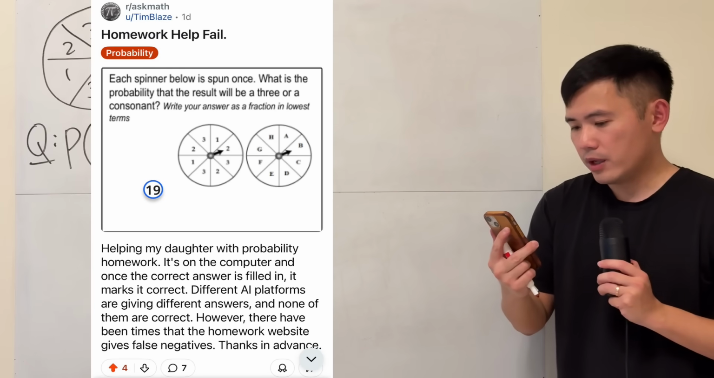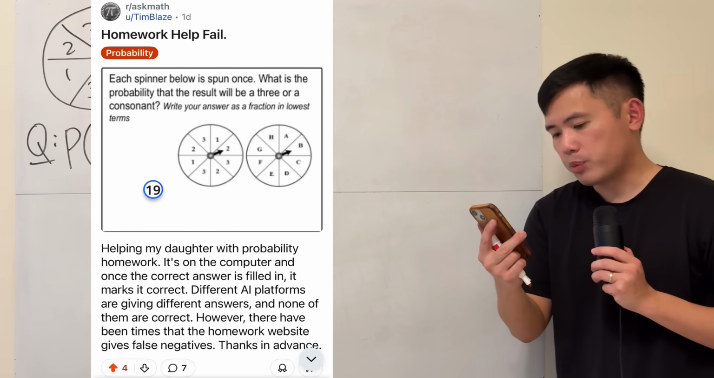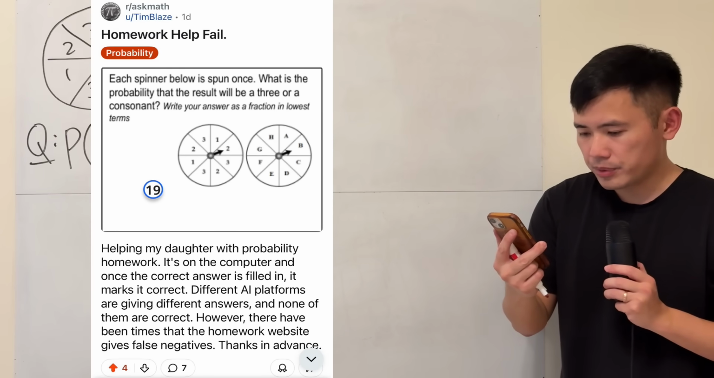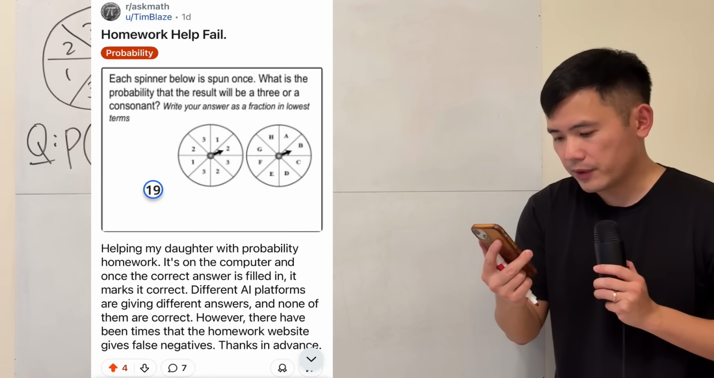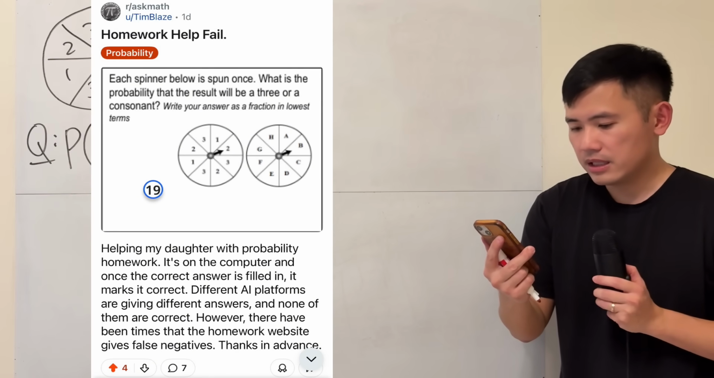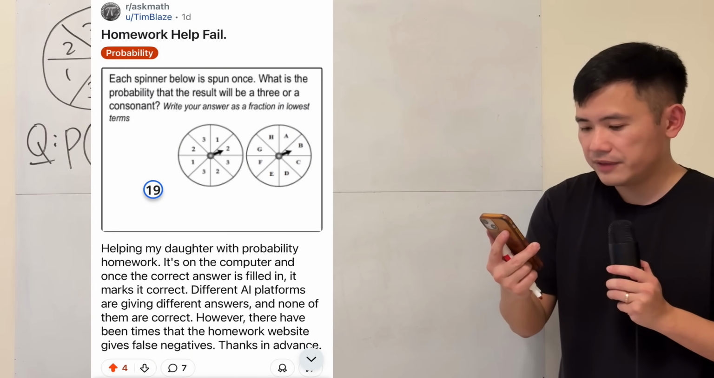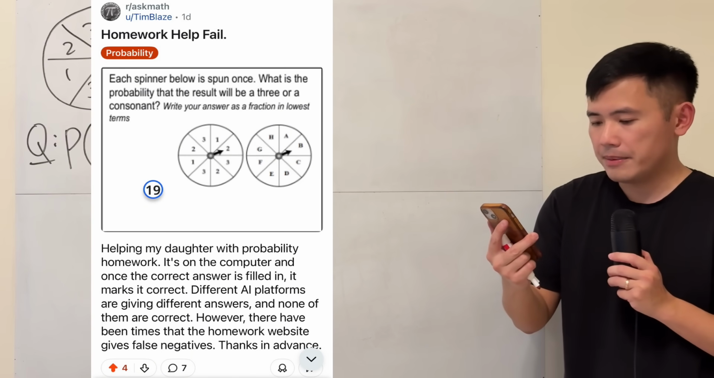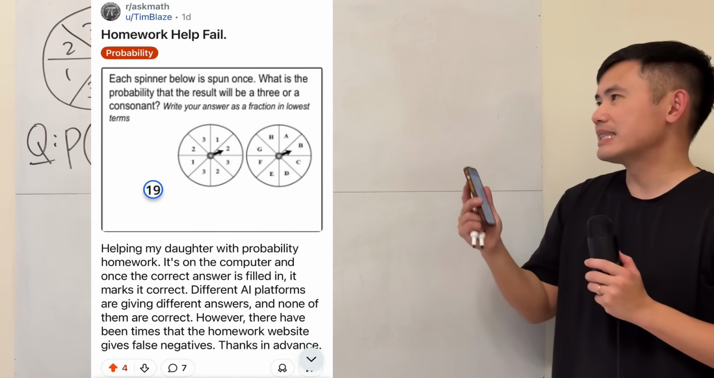Homework help failed. Helping my daughter with probability homework. It's on the computer, and once the correct answer is filled in, it marks it correct. Different AI platforms are giving different answers, and none of them are correct. Okay, let's have a look.